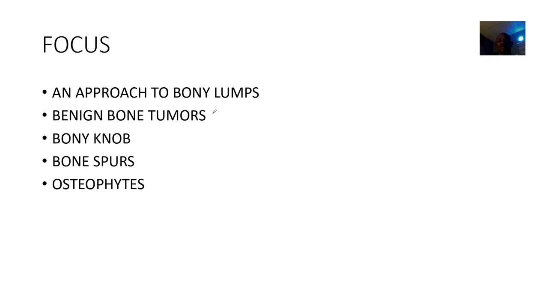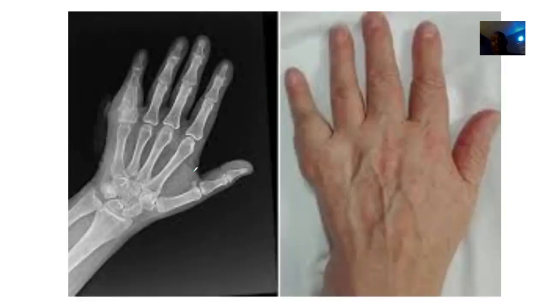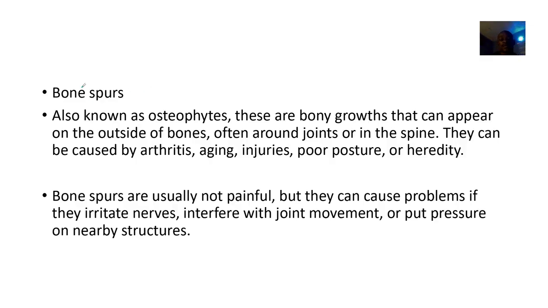So we look at benign tumors, benign bone tumors. We look at bony knobs. We look at bone spurs. We look at osteophytes. Okay. So what we have here is bony spurs, which is the first one. Bony spurs are also known as osteophytes.